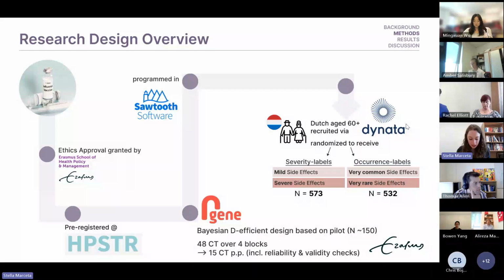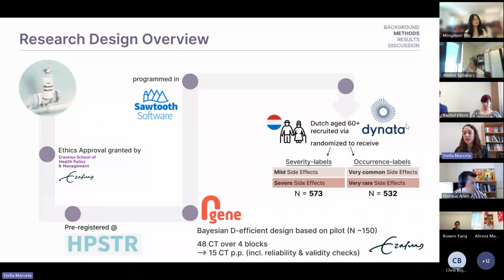So basically, to give you a brief overview of the research design, we got ethics approval and pre-registered the study. We did a Bayesian efficient design with a pilot and had 48 choice tasks distributed over 4 blocks. That means each respondent got 15 choice tasks, because we included a few manual choice tasks that would check the reliability and validity. So each respondent completed 15 of these choice tasks.